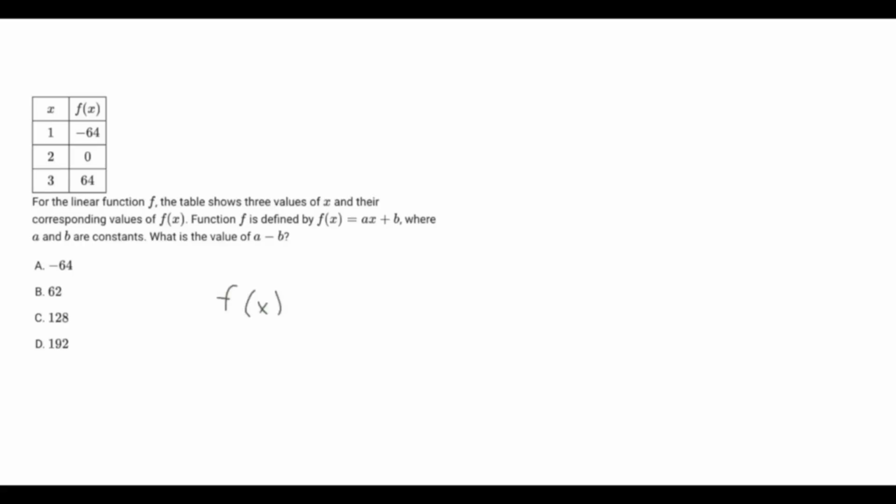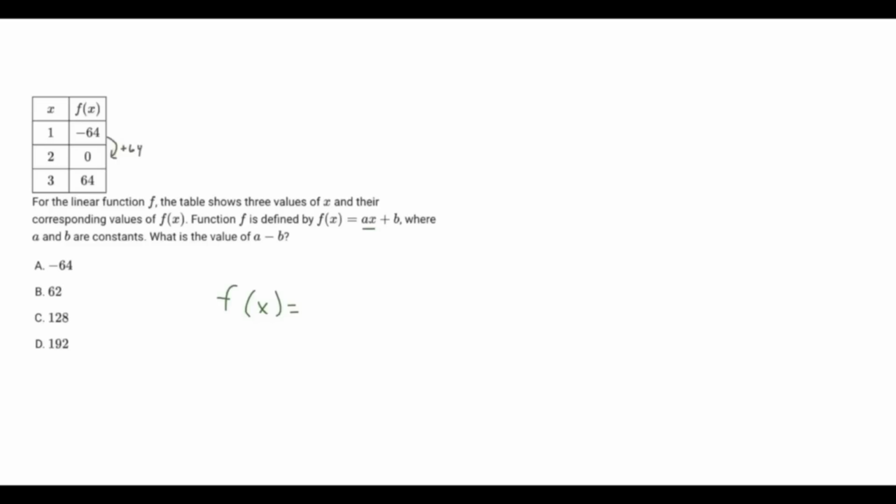And so now we have to find out what the slope is. That's what the a represents because it's right in front of the x. All right, so to find that, we just want to look at the difference in between. So it's rise over run. So from negative 64 to 0, that's the increase of 64.